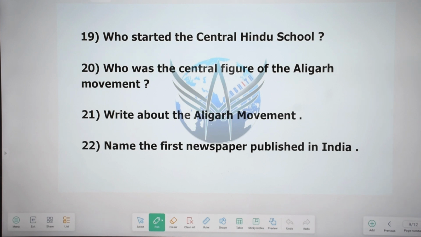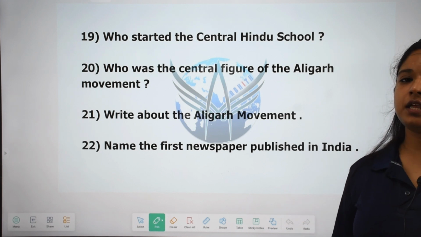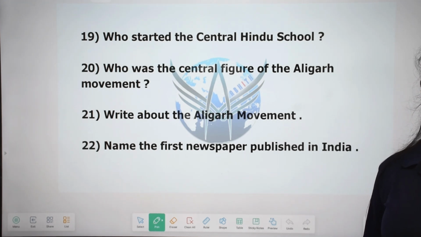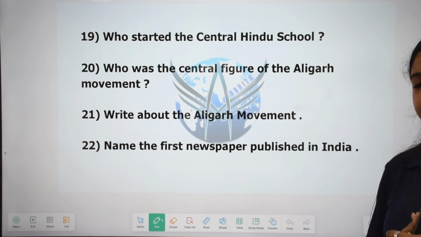Write about the Aligarh movement. Aligarh movement was basically a movement to bring about reforms among the Orthodox Muslims. This movement wanted to uplift the status of the Muslim women, right? They wanted to work towards the upliftment of the status of the Muslim women. The members of the movement also wanted to spread education among the women, right?